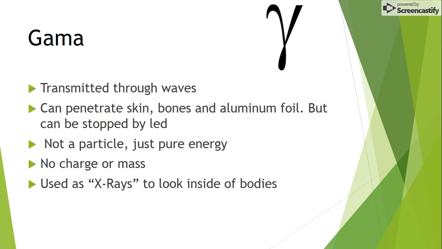Gamma. Gamma is transmitted through waves. It can penetrate skin and bones and aluminum foil, but it can be stopped by harder stuff like lead or concrete. The gamma rays are not a particle, it is just pure energy and it has no charge or mass. They are used as X-rays to look inside of bodies for medical reasons, and they can help treat cancer.